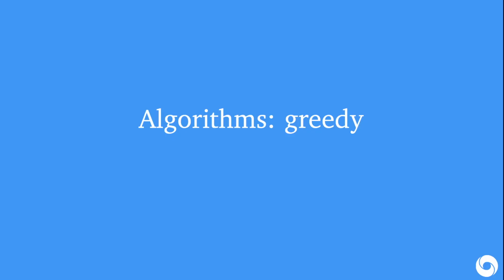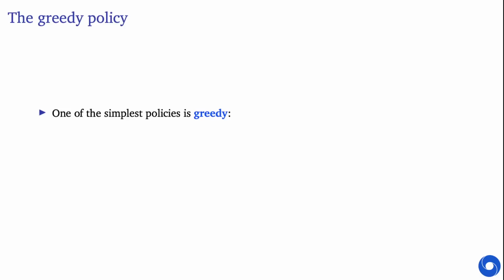Okay, so now we can dive in and talk about concrete algorithms, the first of which will be the greedy algorithm, which is a particularly simple algorithm. It simply takes the action with the highest value as you've estimated it so far.